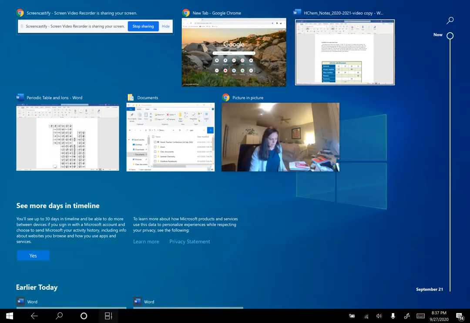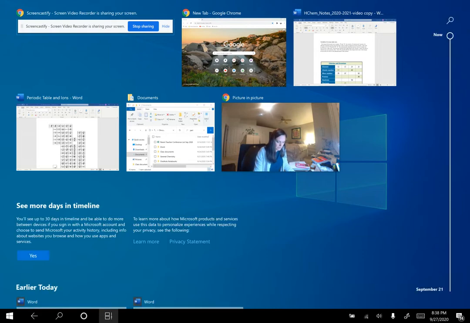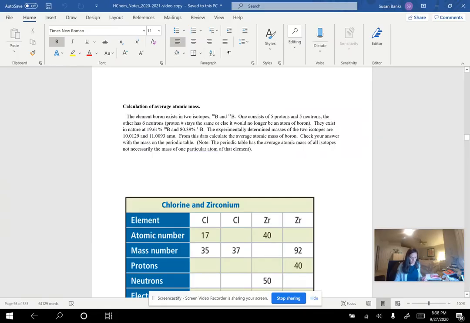All right, honors chemistry people, we are going to do some more chemistry today. So here we go, my messy desk with all my books.